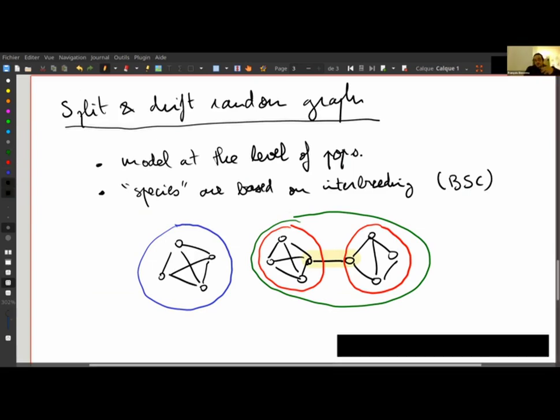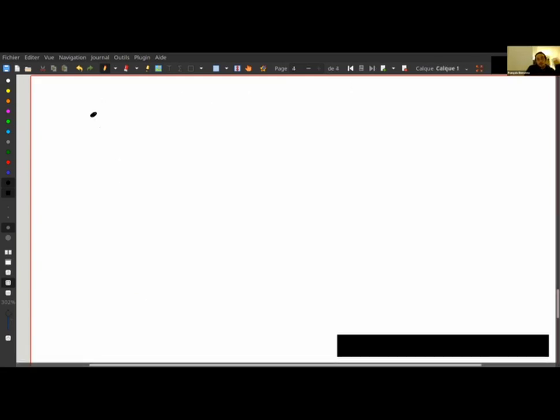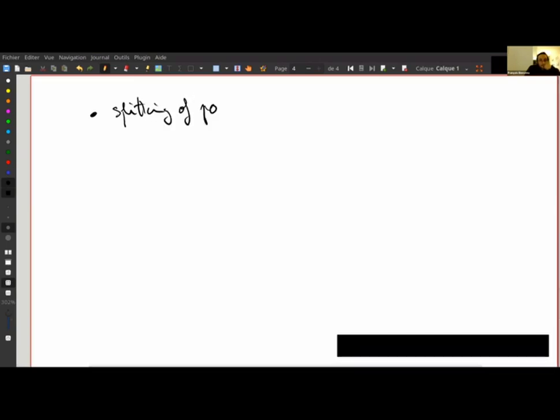So this graph, with the links that represent interfecundity, is the object that we want to study. And the model that we consider with Amaury Lambert and Florence Désbarres is the following. We're going to say that the graph is a continuous time Markov chain that evolves according to two types of events. The first type of event is going to be the splitting of a population. And that's going to correspond to a duplication of the vertices.